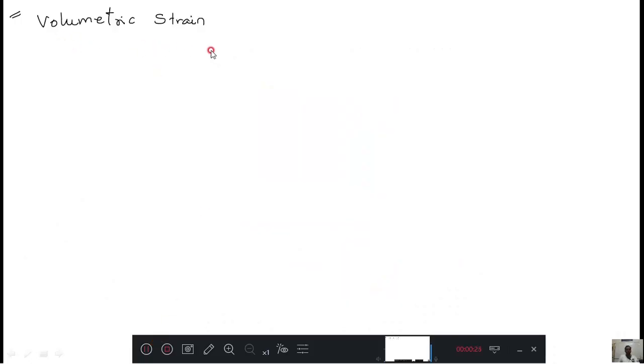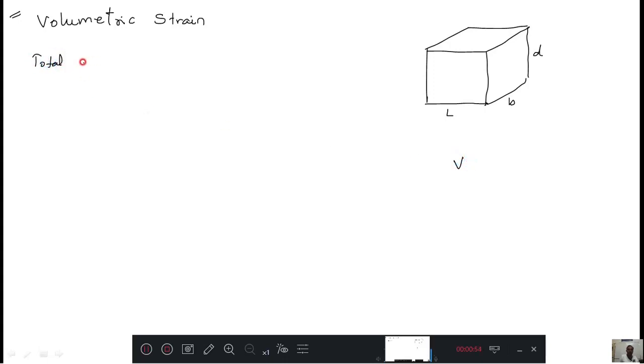Derive an expression for volumetric strain. This is the fifth derivation. Let us consider one three-dimensional body. This is your three-dimensional body. Let us consider this is L, this is B, and this is D. Then the total initial volume will be L, B, D. Right?